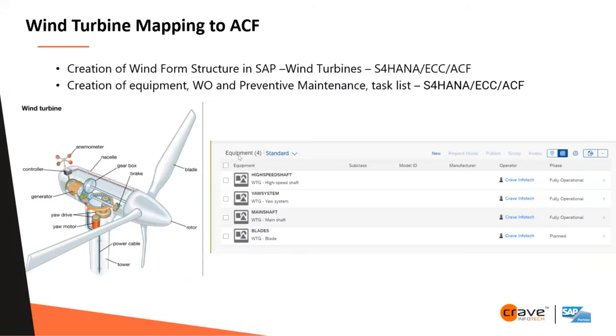Yeah, thank you. Now, what we have done first is map all the wind turbine equipment. One wind turbine has different equipment. So whatever equipment you are seeing on the left-hand side, we have mapped to SAP S/4HANA, which is already having it, and we transfer the data to IAM, like high-speed shaft, yaw system, main shaft, blades. These are the systems we are going to take for different scenarios in different IAM modules. Please move to the next slide.